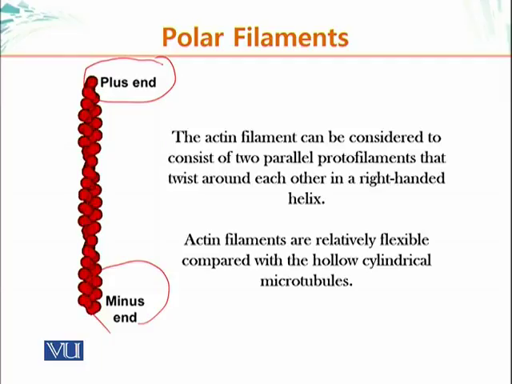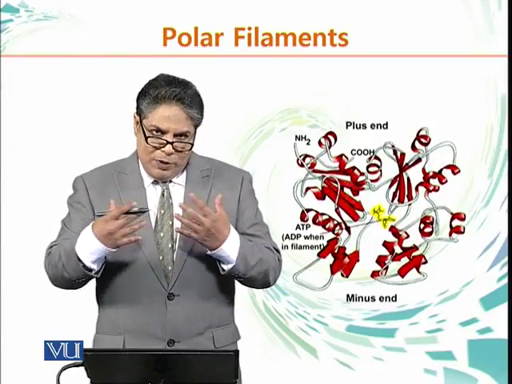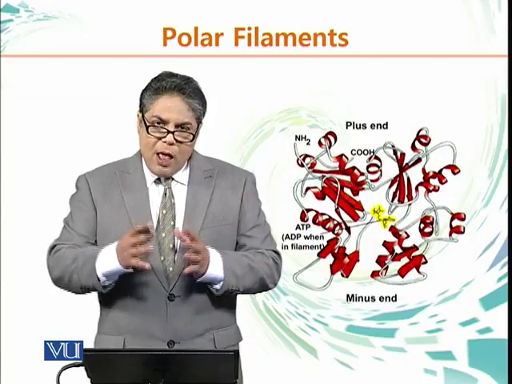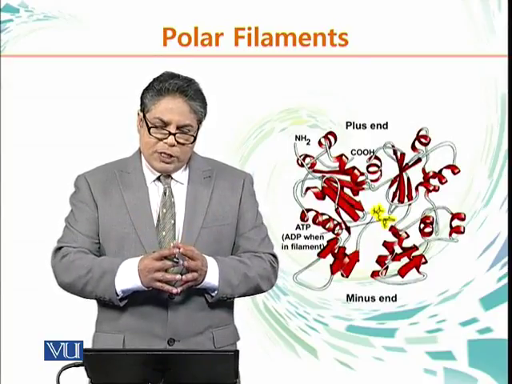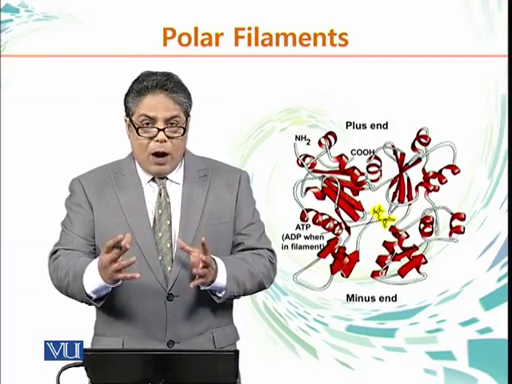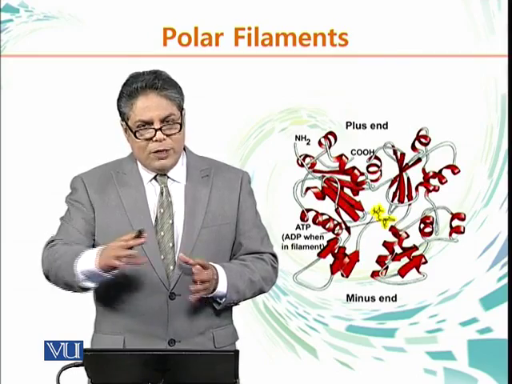So this is the ultrastructure of the actin filament, and as we will see when we talk about the cytoskeleton further, the consequences of the two ends of these filaments being different, and how this difference manifests itself along the length of these polymers.